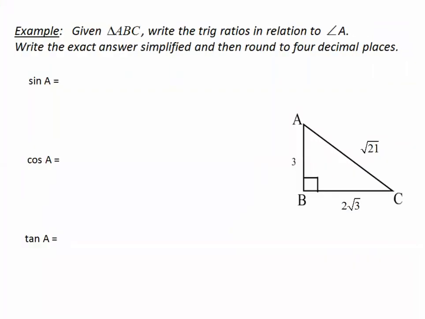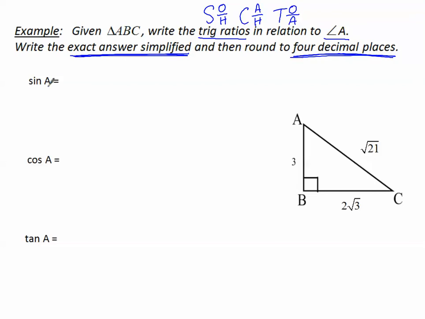Let's do one more where we have some radicals in the problem. Write the trig ratios in relation to angle A. Write the exact answer simplified and round to 4 decimal places. Now I'm on a new problem, so I need to write SOH CAH TOA for every new problem with trig.